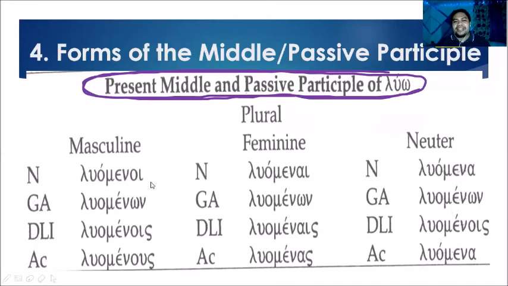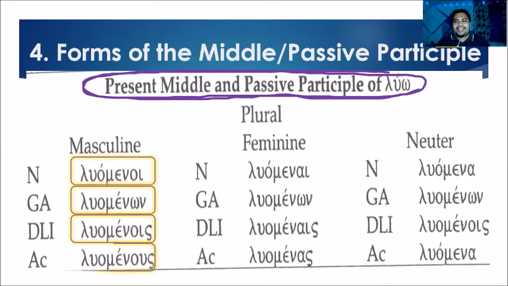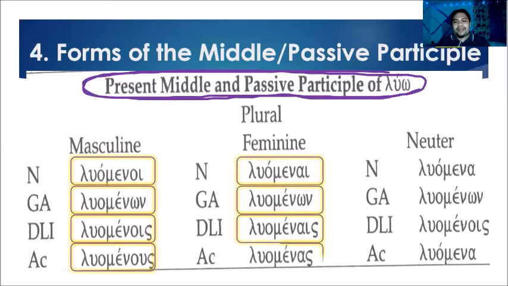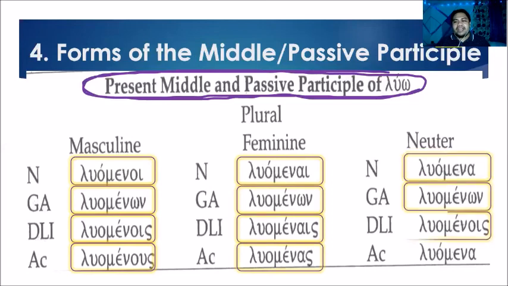Let's read from the top all together. Begin. Luomenoi, luomenon, luomenois, luomenous, luomenai, luomenon, luomenais, luomenas. Neuter luomena, luomenon, luomenois, and luomena. So that is the plural, present, middle, and passive participle of luo.